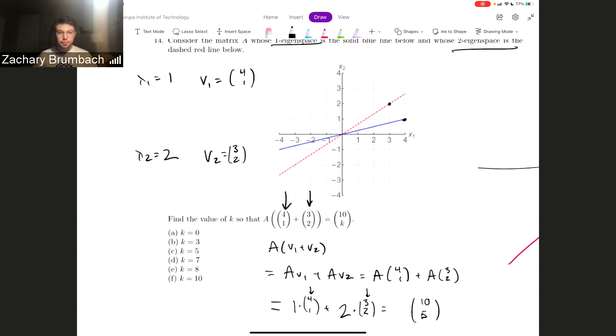Questions about this one? I see there's some questions in the chat. Hopefully people are answering them. How to find the volume of a parallelepiped and eigenvalues, eigenvector.